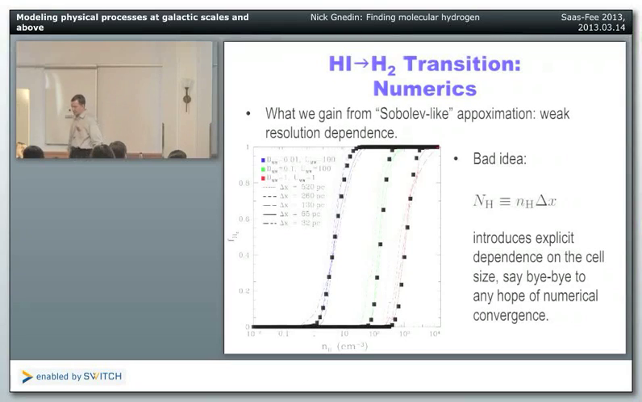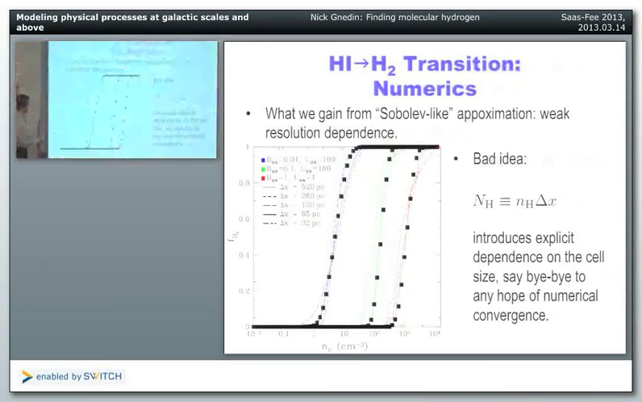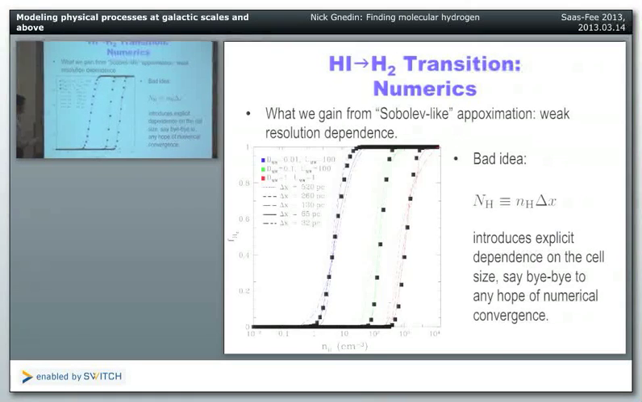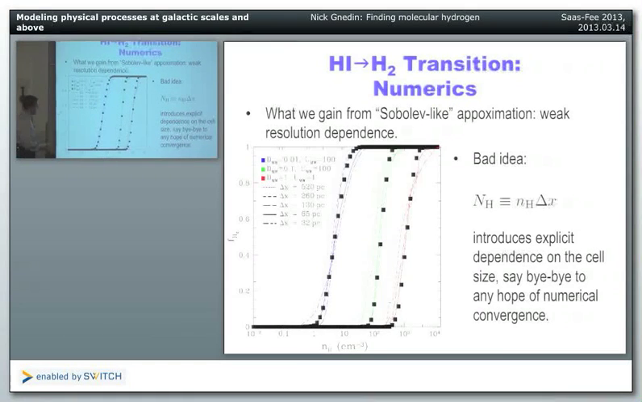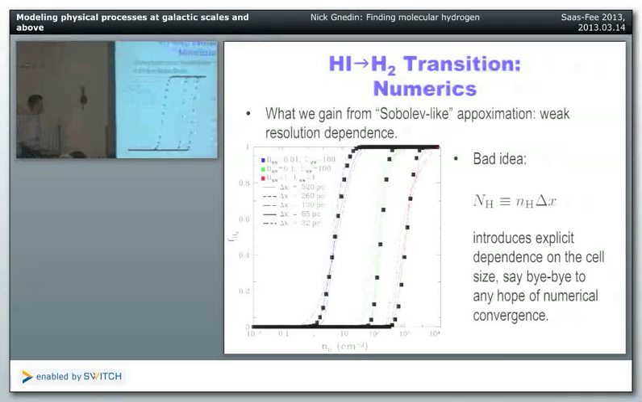What you gain from using this is a very weak resolution dependence. Here are simulations which have resolutions from 30 parsecs to 500 parsecs, and these are 3 different dust abundances and radiation fields. They all show the fraction of H2 as a function of density. If I start going to really coarse resolutions like 500 parsecs or 260 parsecs, then I get big deviations. But anywhere up to 130 parsecs actually coincides reasonably well for different parameters.